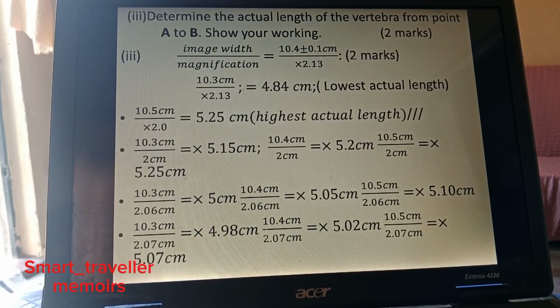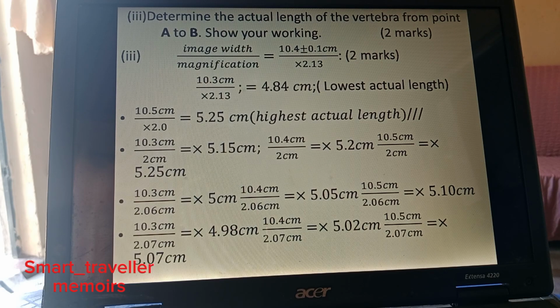Determine the actual length of the vertebra from point A to B, show your working. So image width over magnification equals 10.4 plus or minus 0.1. That's the allowance. You divide by the magnification, and you are going to get 4.84 centimeters, lowest actual length.